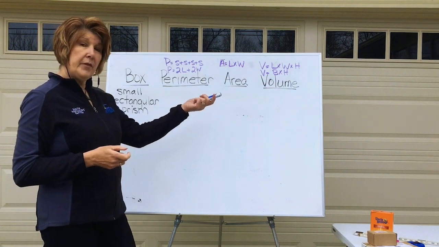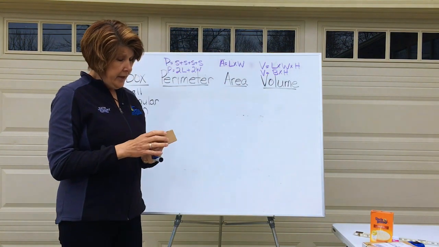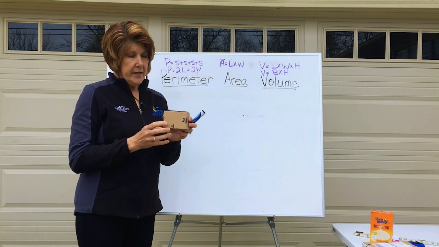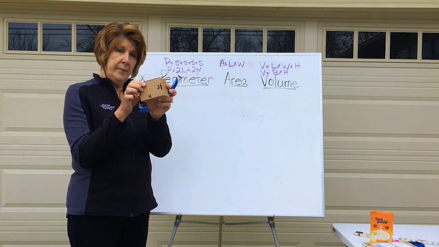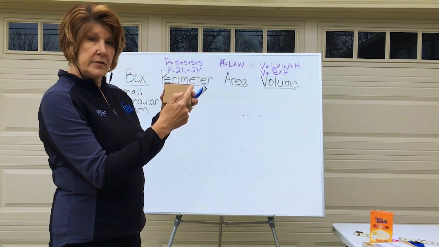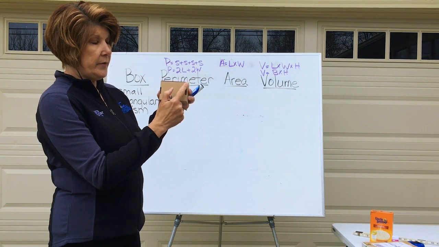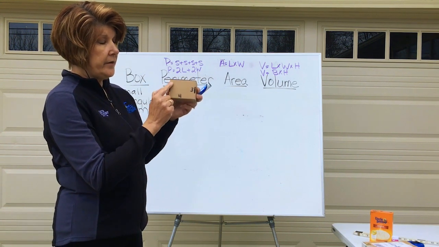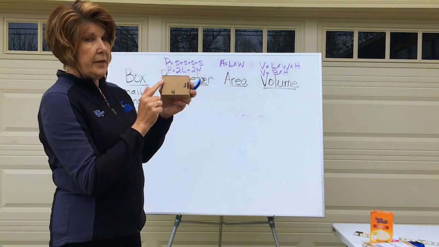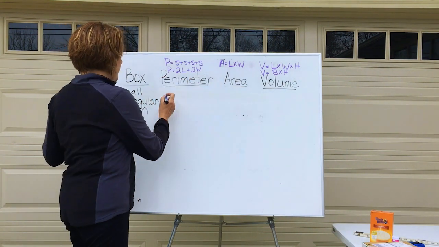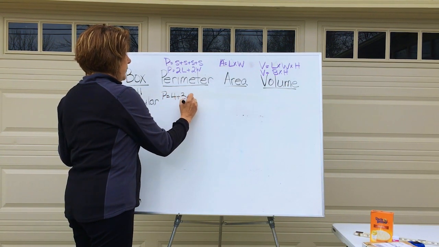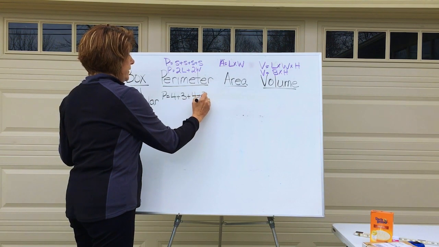We're going to calculate the perimeter, the area, and the volume. Now, in the interest of time, I went ahead and recorded these measurements for us. So in this box, the bottom, the base, the length is 4 and the width is 3. So to find the distance around the entire figure, if this side is 4, then this side is 4. If this side is 3, then this side is 3. So we're going to record that as perimeter equals 4 plus 3 plus 4 plus 3.